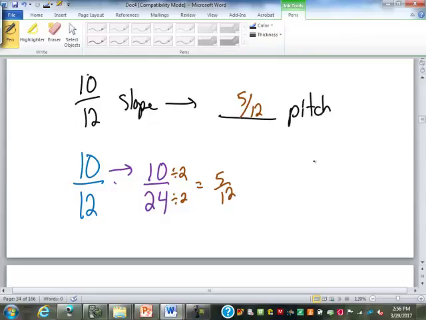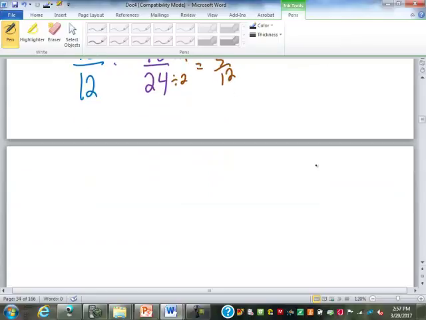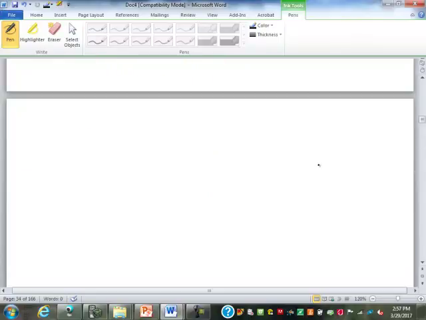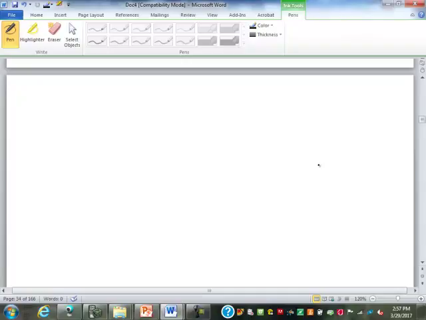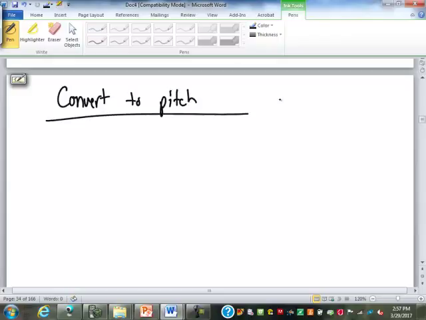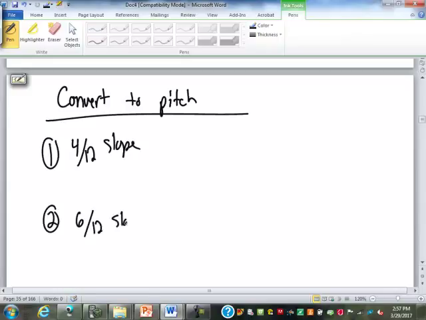Okay, did Mr. Berghammer give you guys the worksheet with these on them? Yes, he did. Okay, so what I want you to do is on that first worksheet where it says convert to a pitch, I want you guys to do those first 3 there quick. So the 4/12 slope, the 6/12 slope, and the 3/12 slope. Convert those to pitches quick, and we'll go over them in just a couple minutes.